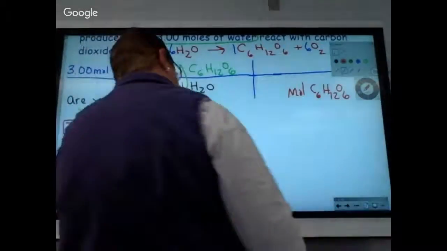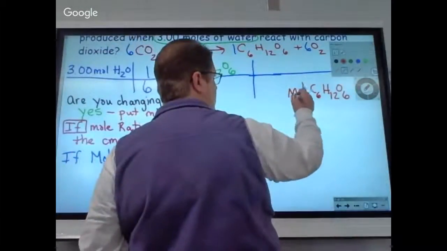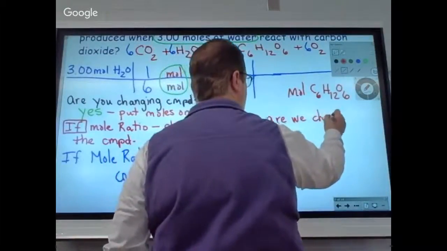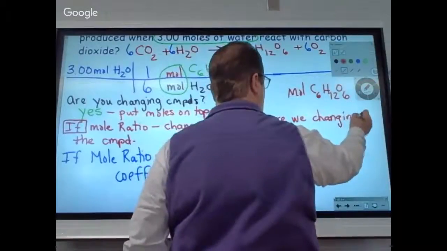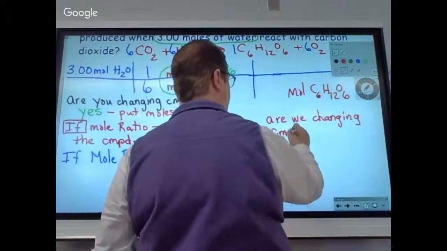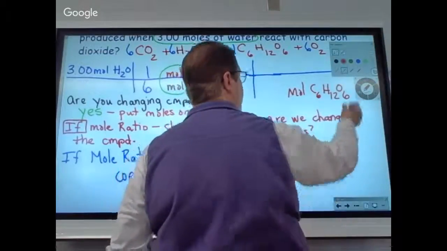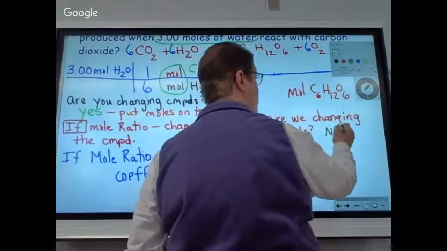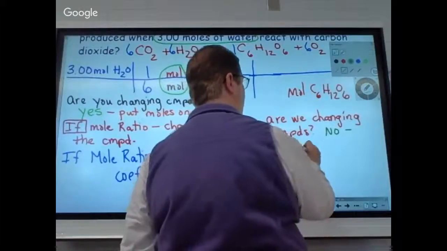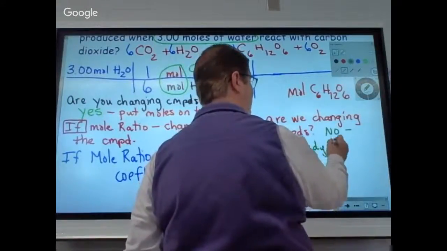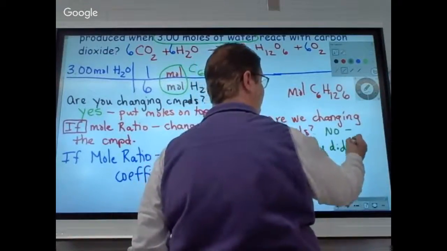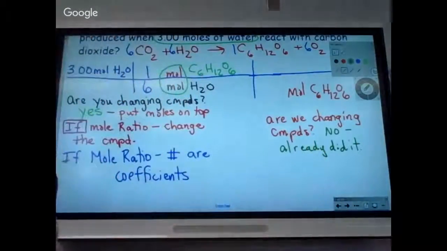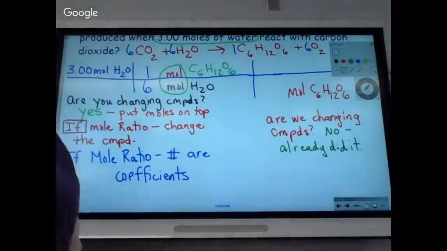Now, again, are we changing compounds? No, because we already did it or have it. We already changed it. So what are we going to put on the top line? We'll put grams here.